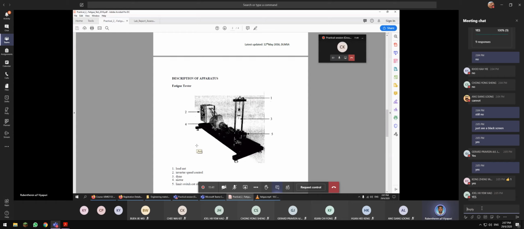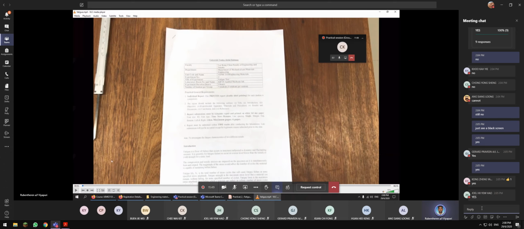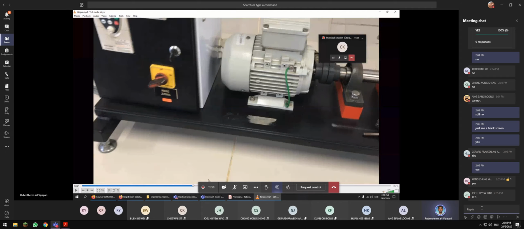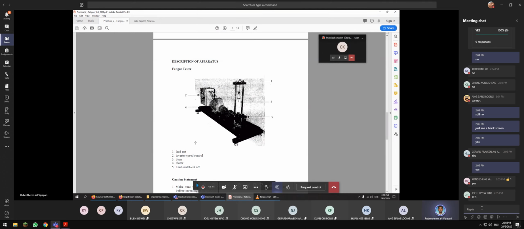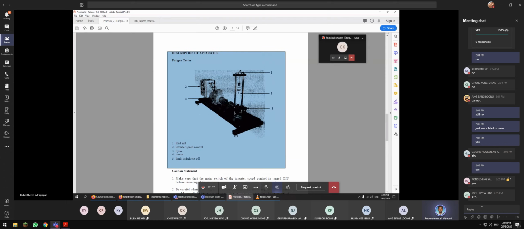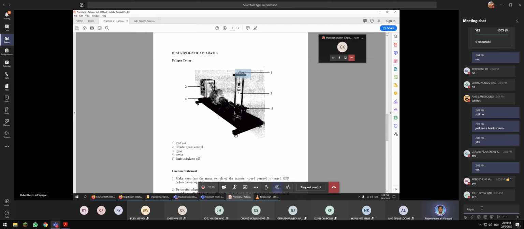All right. So to simulate fatigue tests, we have lab equipment in level 7, which can be viewed in the video slideshow over here. We'll watch the video and I'll explain to you one by one. For this fatigue failure tester, we have a load nut, the speed controller, the dyno, and the limit switch cut off.